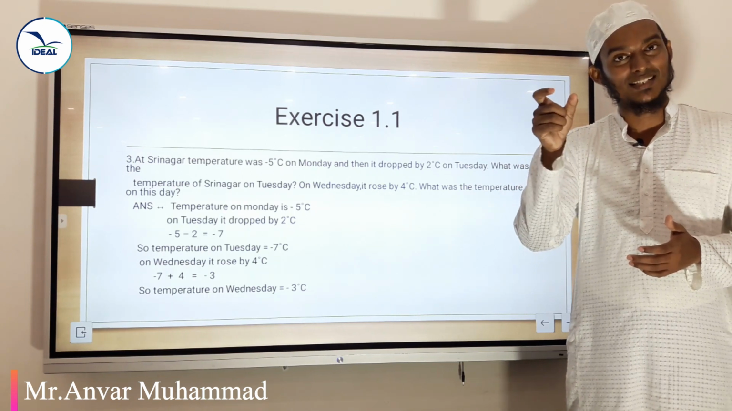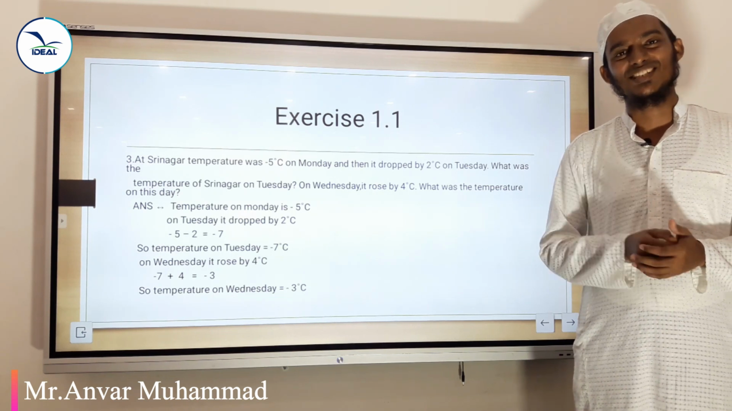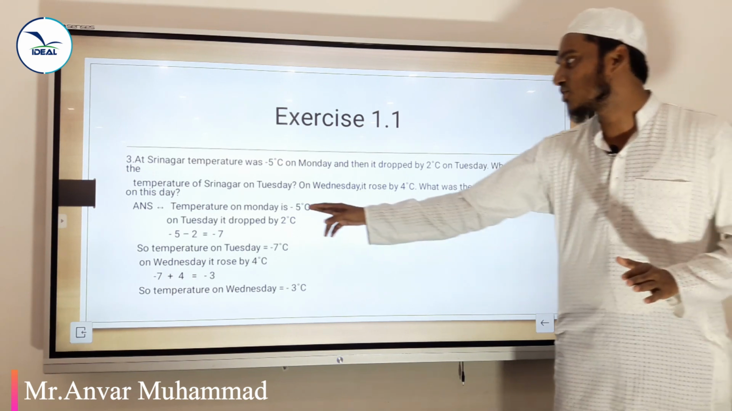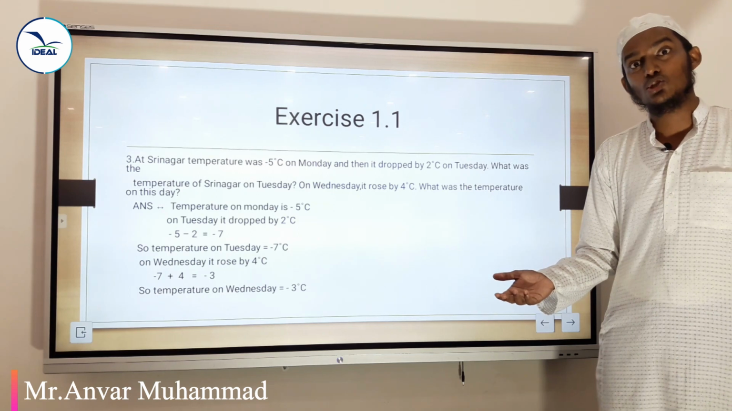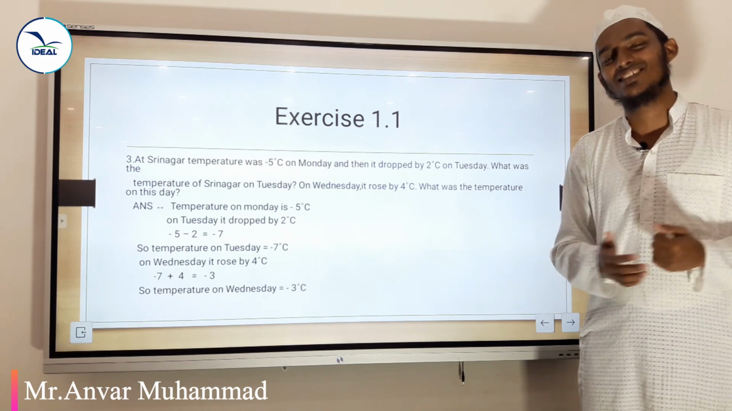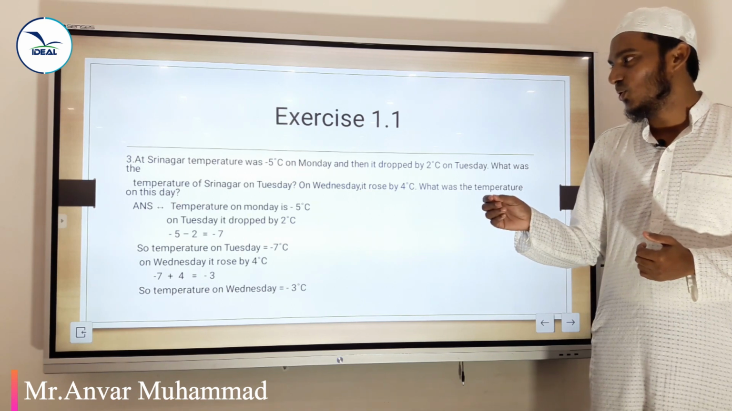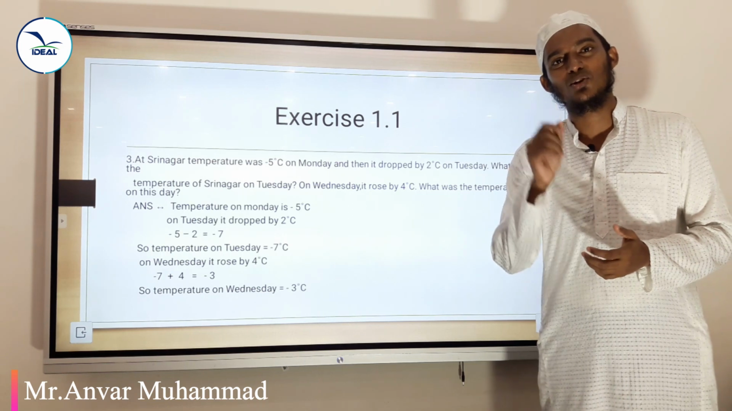Very important, that sentence, that word: it dropped by 2 degrees Celsius. So what is the temperature on Monday? Minus 5. So the temperature on Monday is minus 5 degrees Celsius, and on Tuesday it dropped by 2 degrees Celsius. So what is the temperature on Tuesday? That's a question for you.